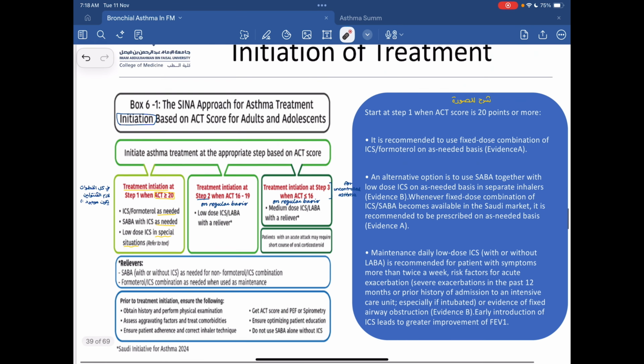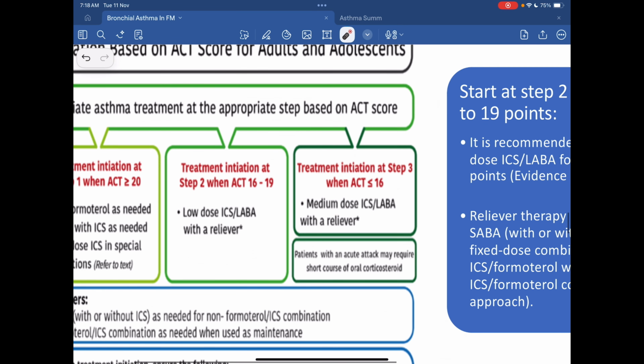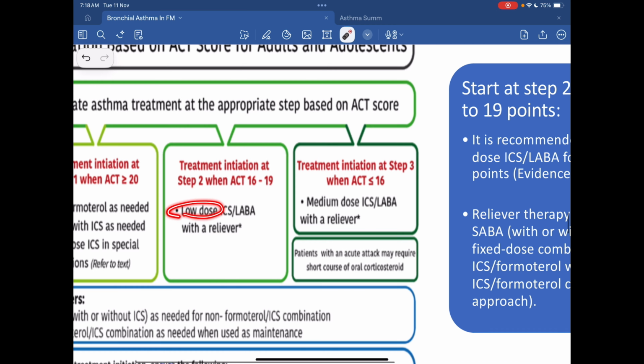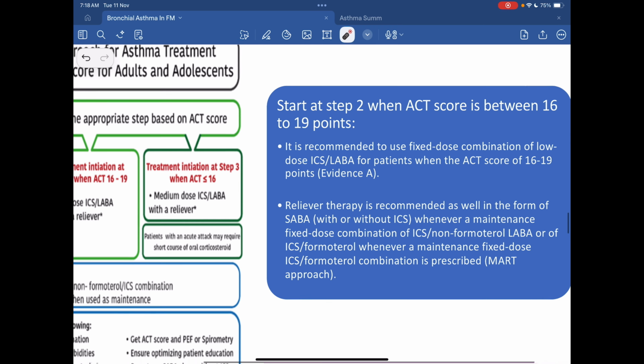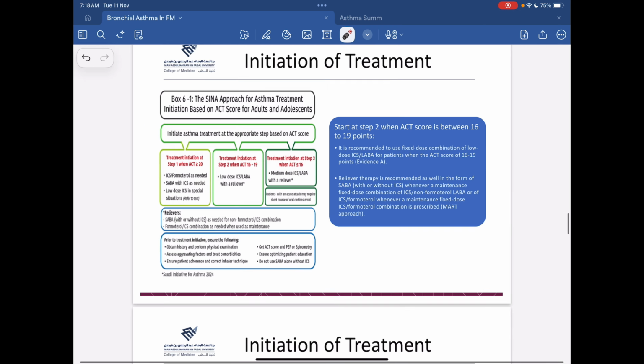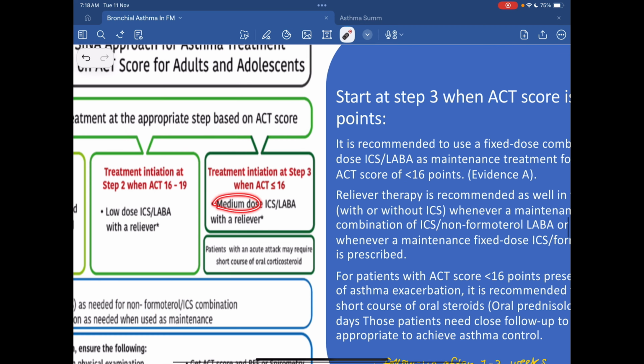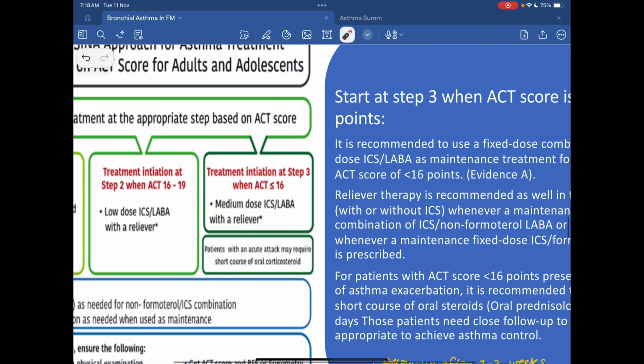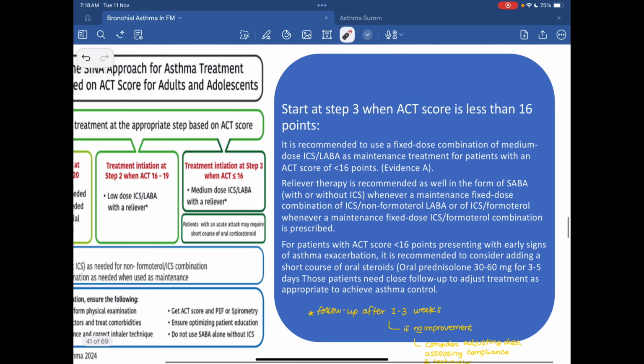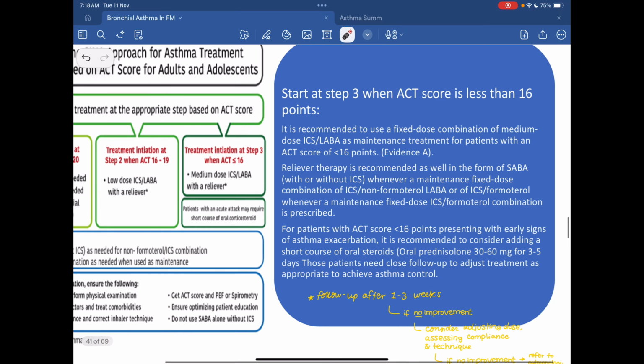What about treatment initiation in step 2? Low dose inhaled corticosteroids and LABA with a reliever. And lastly, step 3, medium dose inhaled corticosteroids LABA with a reliever. But look, there's something extra here.